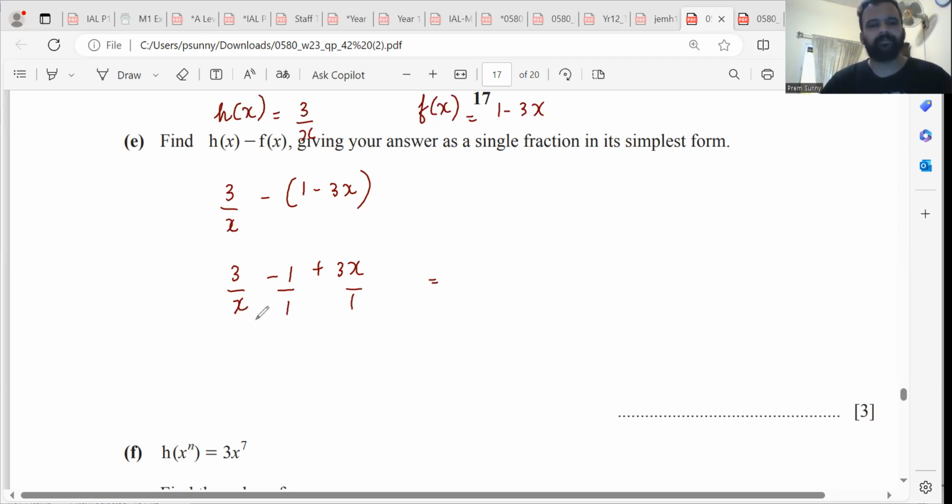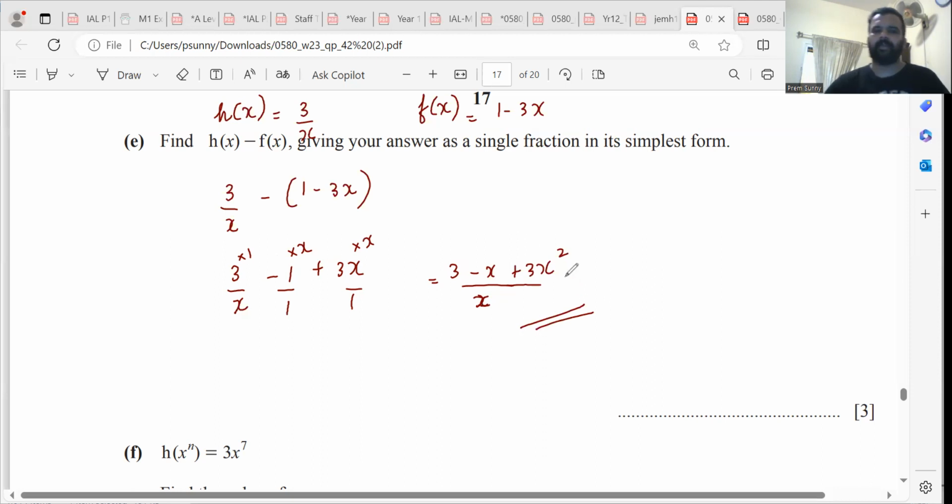To get the denominator, we know we multiply all the denominators, x, 1 and 1. Now, x multiplied by what will give me x? X multiplied by 1. 1 multiplied by what will give me x? 1 multiplied by x. Again, 1 multiplied by what will give me x? X. So 3 into 1 is 3 minus 1 into x is x plus 3x into x is 3x square.